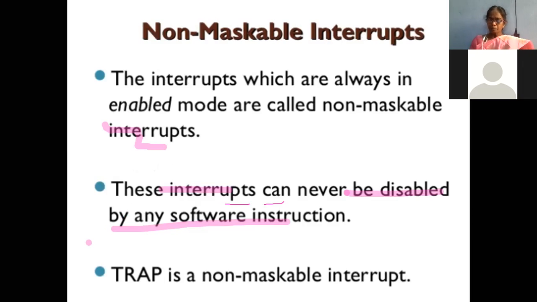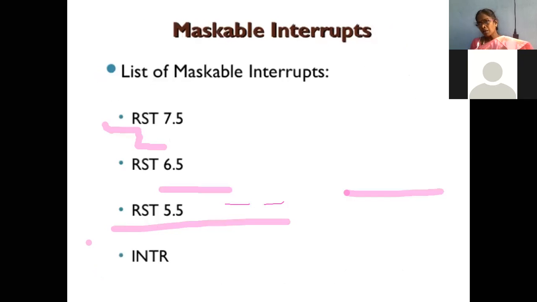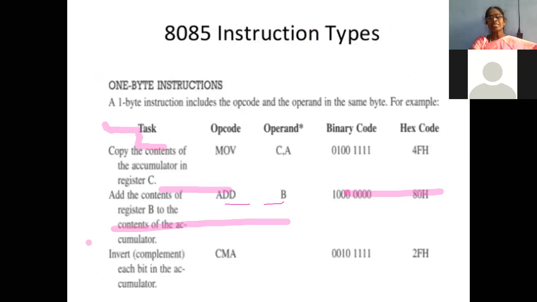How many interrupts are there? 5 interrupts. So we can classify them into non-maskable and maskable interrupts. Non-maskable interrupt, NMI. What is NMI? Non-maskable interrupt. TRAP is a non-maskable interrupt that cannot be enabled or disabled by the programmer. And there are 4 maskable interrupts, which can be enabled or disabled by the programmer: 6.5, 7.5, 5.5 and INTR. Clear? Right. And then instruction types.